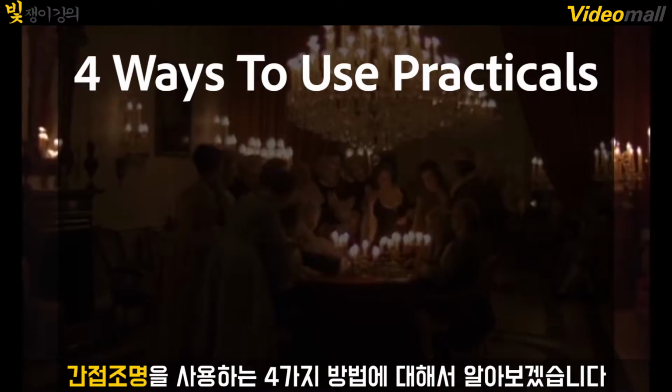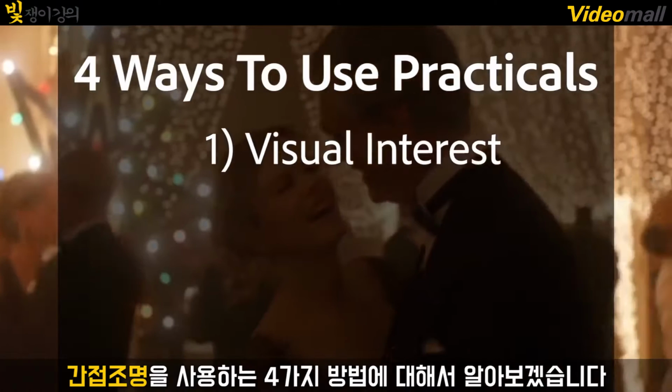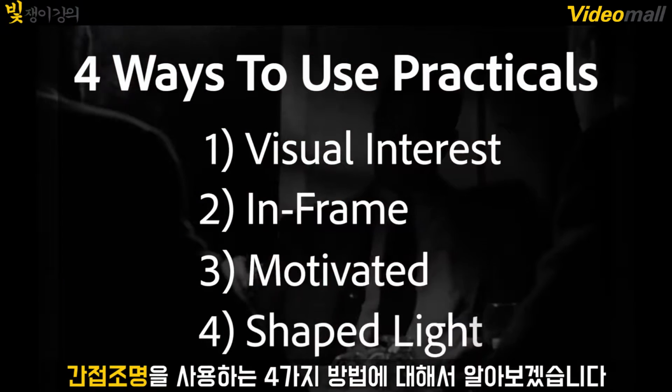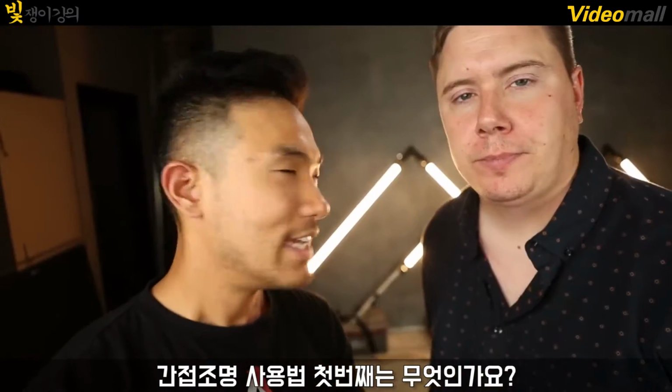So the first way we're going to do it, we're going to do a visual interest kind of look. We're going to do something that's in frame, and then we're going to do something that's motivated, and we're going to do something with a shape. We're going to create a shape out of the actual light. All right, so let's jump right into it.